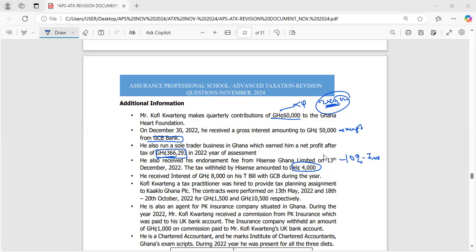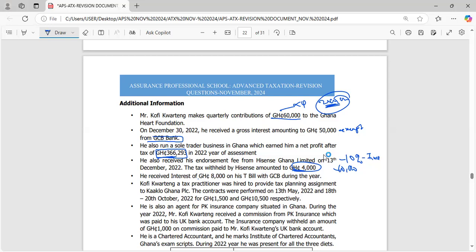So in grossing it up, if the tax is 4,000, it means that the total income is 40,000. 10% of 40,000 will give you what? The 4,000. So this one is a final tax, so you don't add it. He received interest of 8,000 on his T-bills. Interest on treasury bill is exempted from tax. Interest on T-bills is exempted from what?